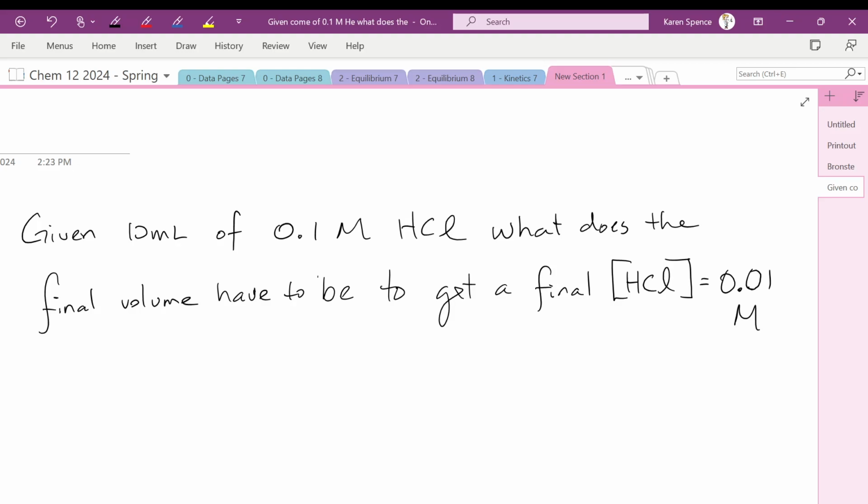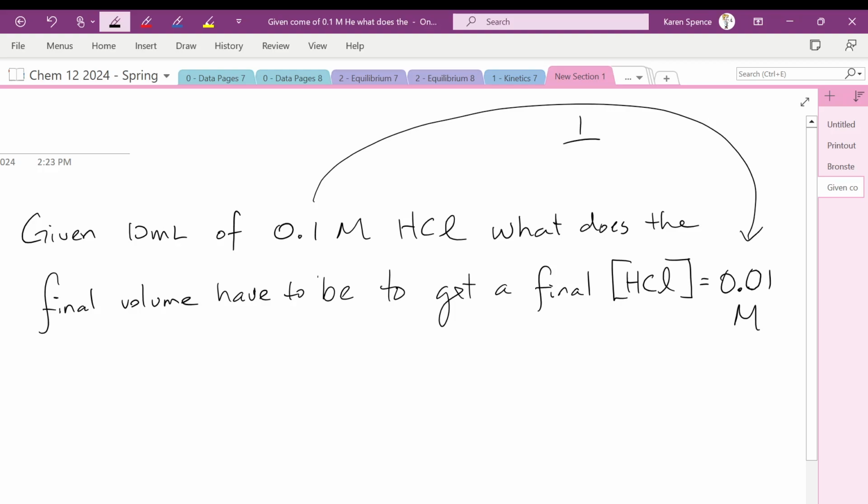What do I have to do to the volume to get my concentration to be 0.01? What fraction is this? This is 1/10. What final volume do I need? I need 10 times the original, so I would need a total volume of 100 milliliters. Does that make sense? Now, if you're like, some people are nodding, but I totally didn't get that, it's okay. Don't worry, because I'm going to remind you of the dilution formula.